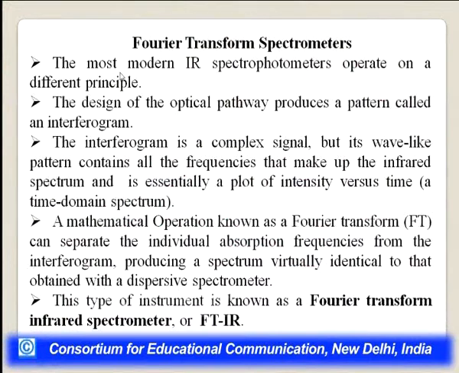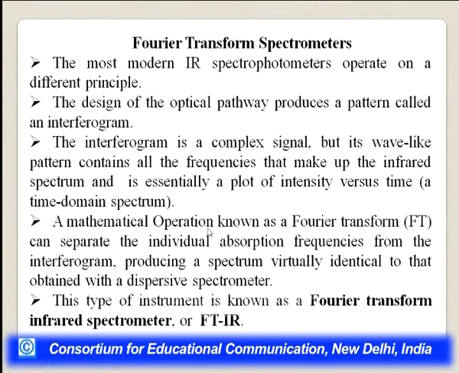Now, the second, or advanced, spectrophotometer: what is that? This is nothing but the Fourier Transform spectrophotometer. The most modern IR spectrophotometers operate on a different principle. The design of the optical pathway produces a pattern called an interferogram. It is a complex signal, but its wave-like patterns contain all the frequencies that make up the IR spectrum and is essentially a plot of intensity versus time. So we can say it is a time domain spectrum.